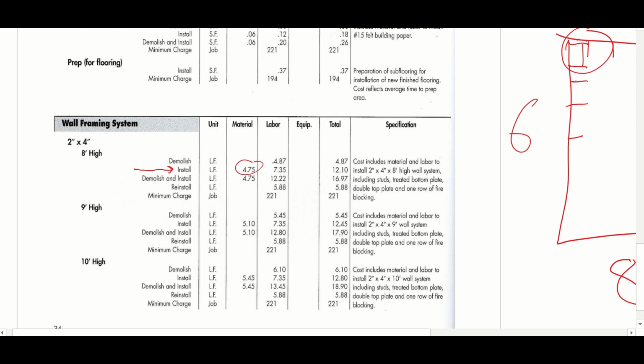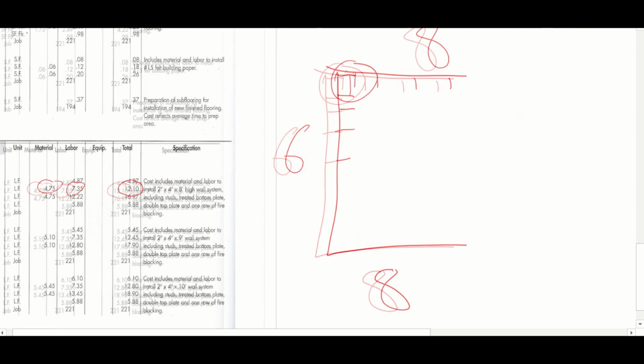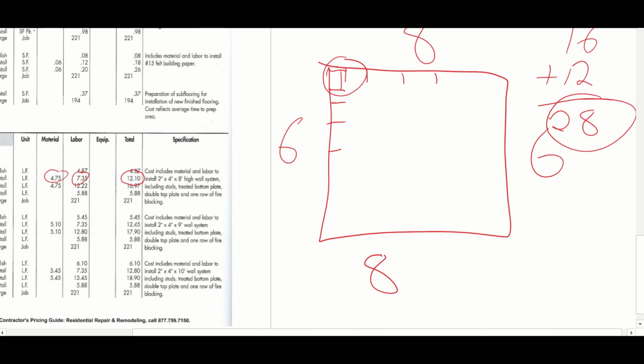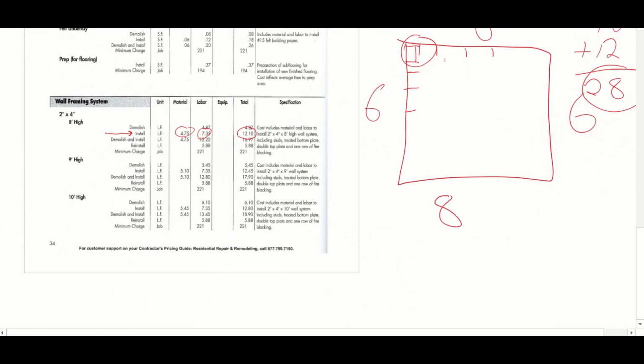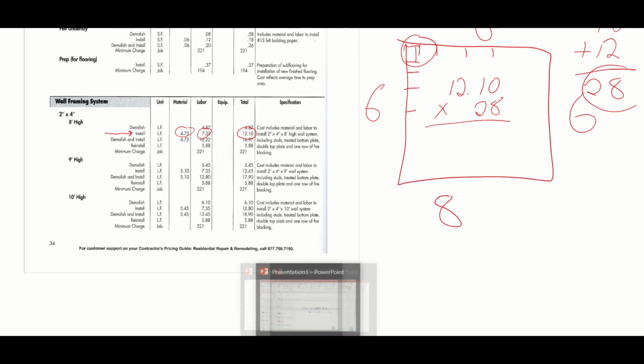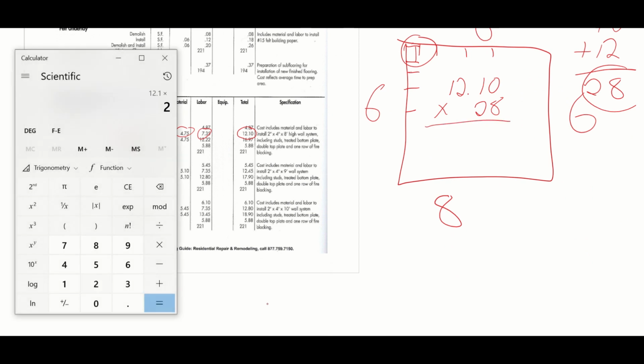4.75 plus 7.35 is going to be $12.10. Our wall is 28 feet. So to find the cost of our wall, it would be 12.10 times 28. We can use a calculator on that. $338.80.